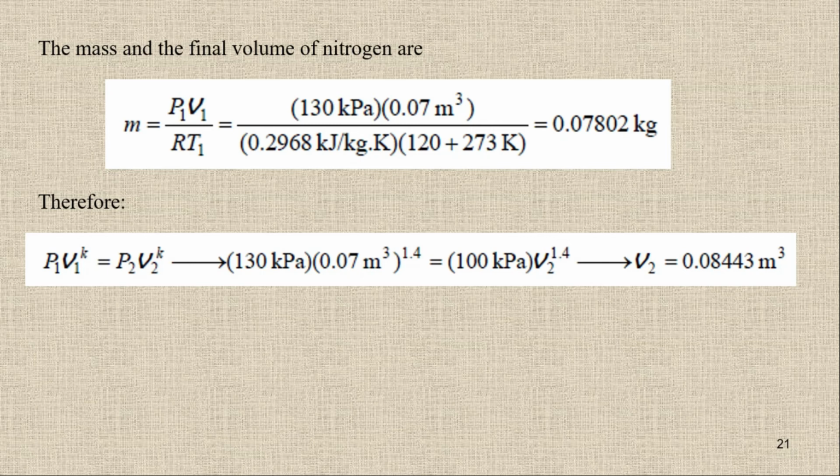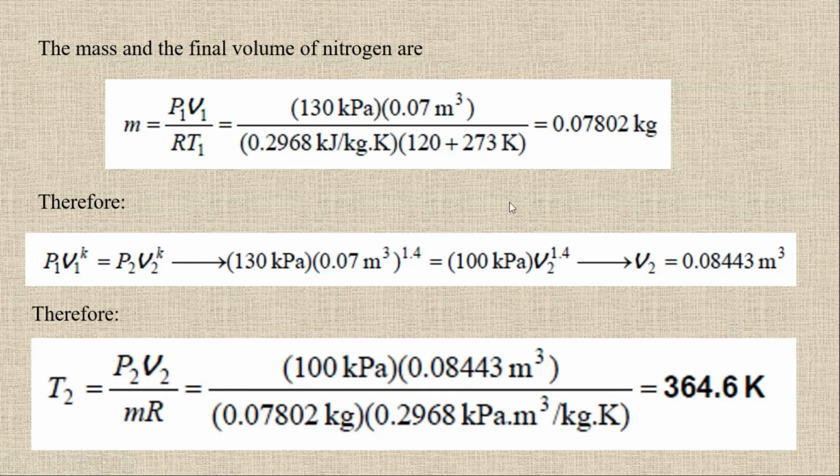So I know P1, which is 130 kilopascal. I know V1, which is 0.07 power 1.4. This 3 is for meter cube, so please don't use this one. So this is 130 times 0.07 power 1.4 equal to 100 kilopascal times V2 power 1.4. This way I can find V2. If I know V2, I can use it again to find T2.